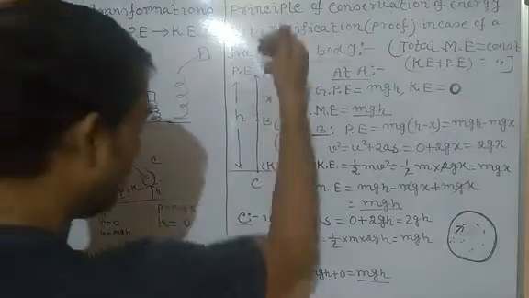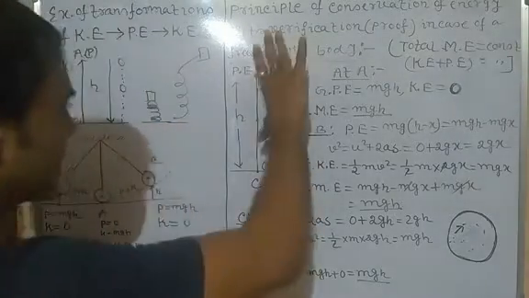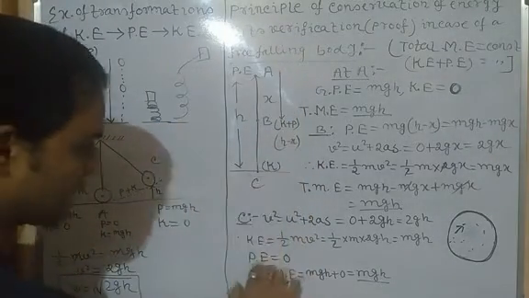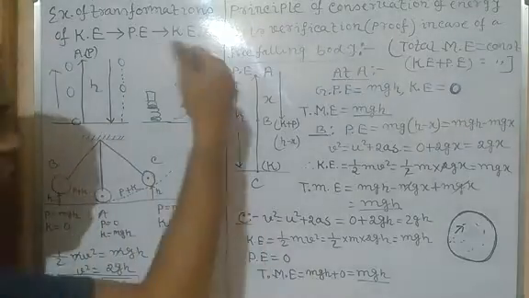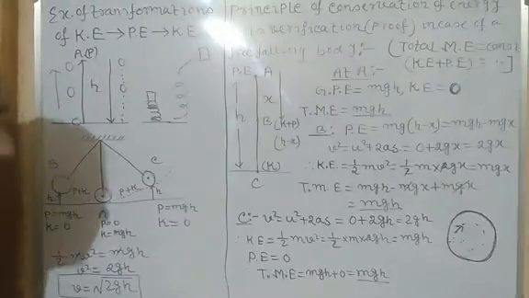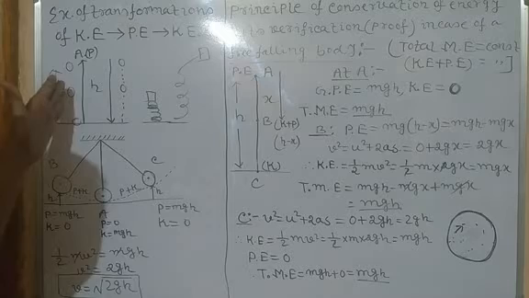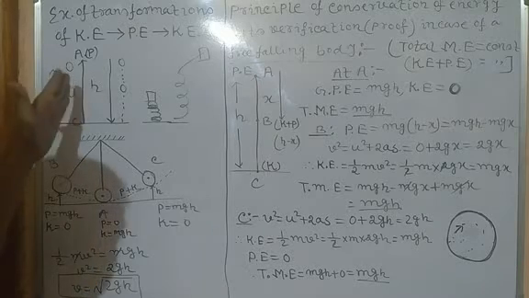Now at point C, since the height is totally reduced to 0, we can say potential energy is 0. Its total energy will be in the form of kinetic energy, as we have already explained during the conversion of kinetic energy to potential energy here.